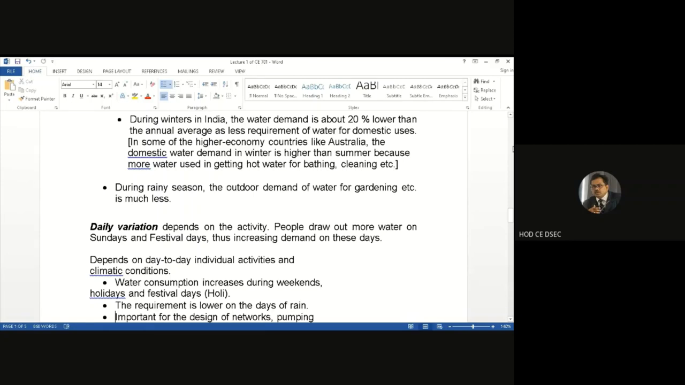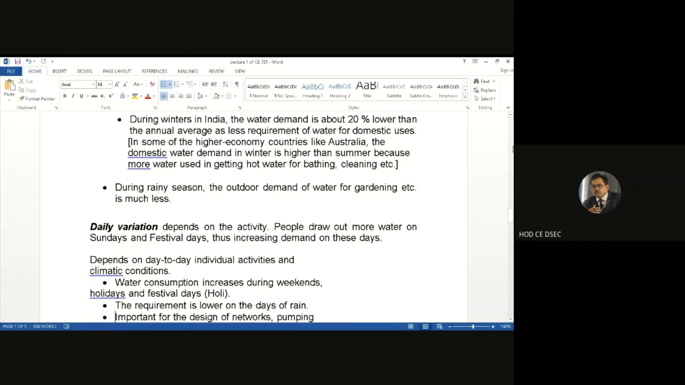So definitely it is seen that on Sundays and holidays the domestic usage of water will be much more, and that also depends upon the various activities to be performed on the holiday, on the Sunday. So definitely in daily variations, Sunday and holidays play a bigger role in increasing the demand on those days.